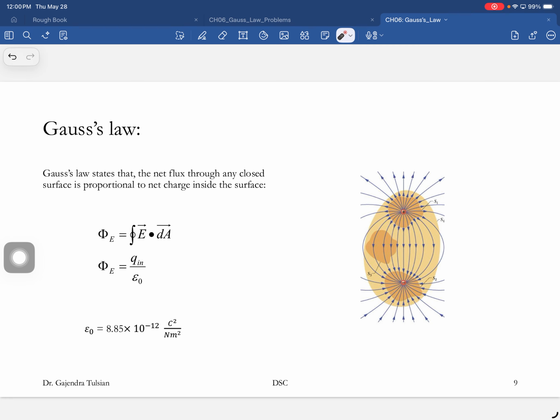Could you go back one slide? What is Ke? Ke is the Coulomb's constant.